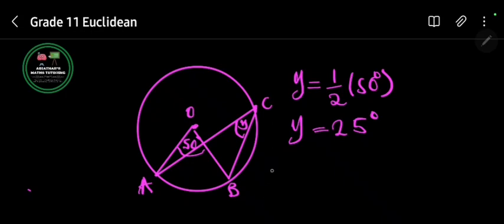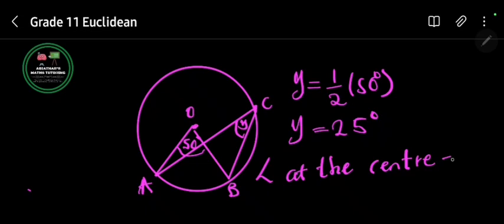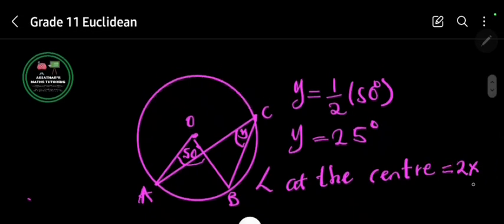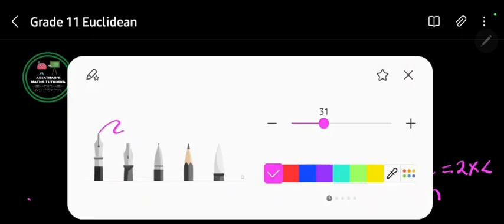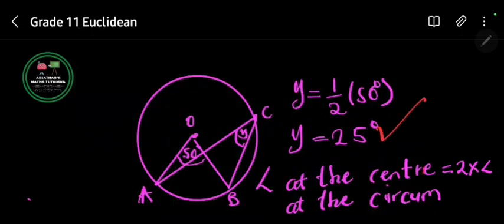And then what is our reason? Our reason is going to be angle at the center is equal to 2 times angle at the circumference. Then you have a mark for this one and you have another mark for that one. Okay, another one.